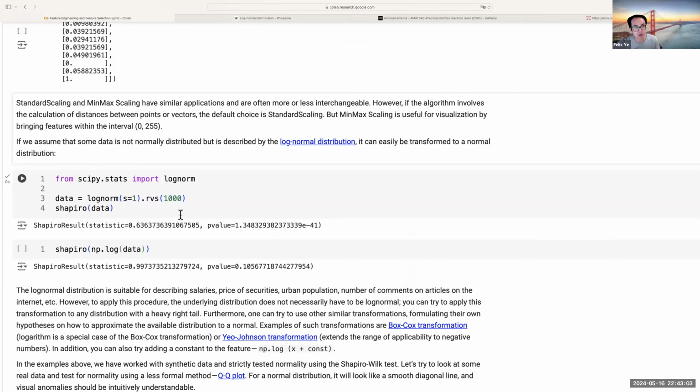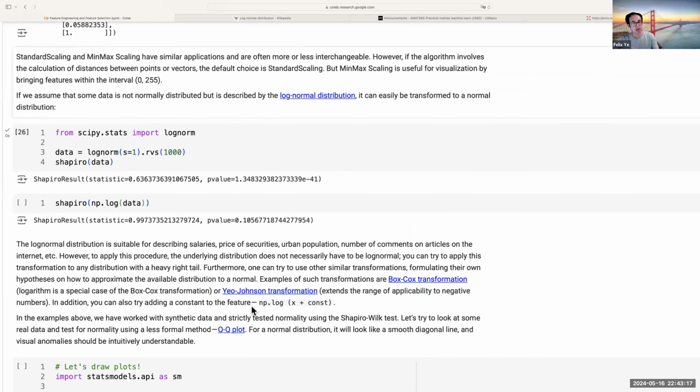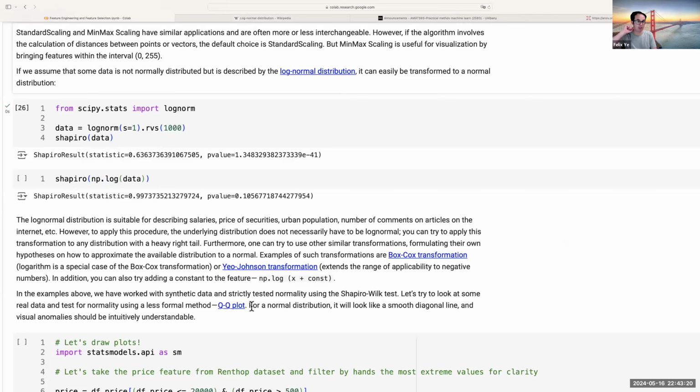So this is obviously not from a Gaussian. If we take the Shapiro test, it will reject the null hypothesis. However, if we take the logarithm, the p-value is 0.1. That means we cannot reject the null hypothesis. The log normal is very common if we want to work with a bunch of things. The log normal distribution is very suitable to describe features that are strictly positive, for example, the salary, the price, the population, number of comments, all these kinds of things.